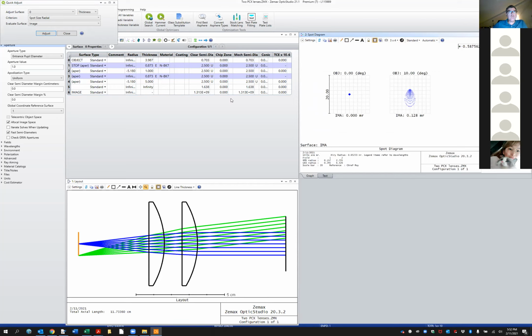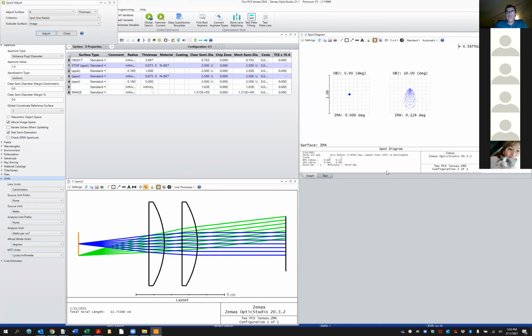Now, actually we could change the units. Source, afocal mode units, milliradians. We could go with degrees if you want. Now the units are degrees. You can do radians, milliradians, whatever.